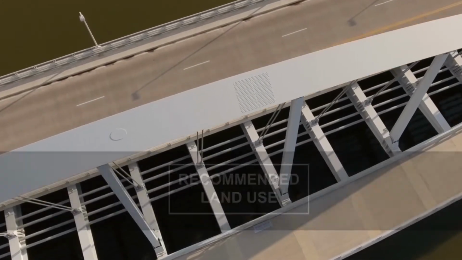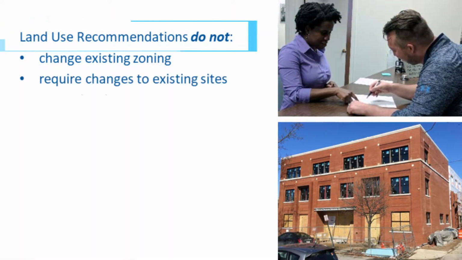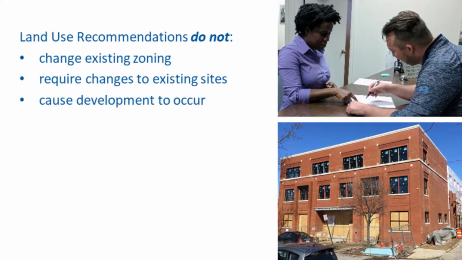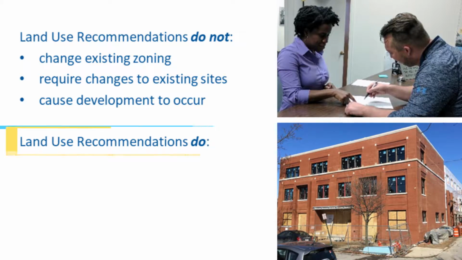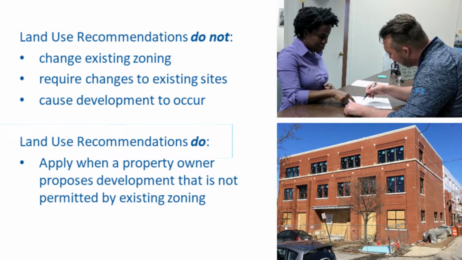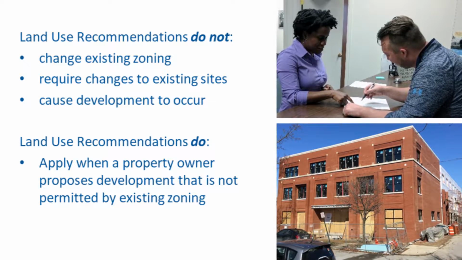First, it is important to know that land use recommendations do not change existing zoning, apply to existing land uses, or imply that development will occur on a site. Recommendations within a land use plan are used when an applicant proposes to develop a parcel and the development requires a zoning change or a variance.